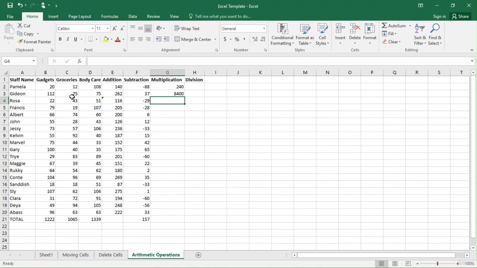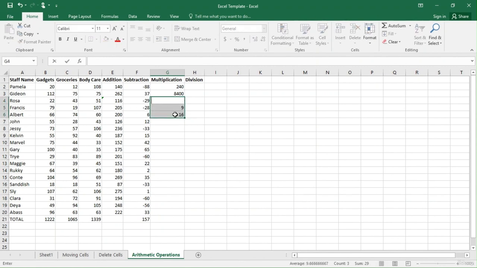Just like addition and subtraction, multiplication can also take manual input. Say, for example, equal to 2 times 2, we have it 4. 3 times 3, we have it 9. 4 times 4, we have it 16.